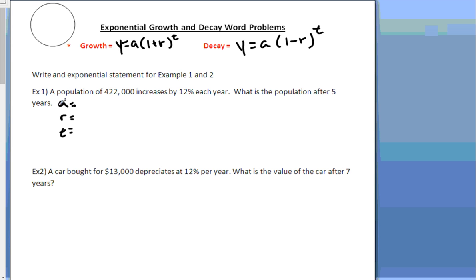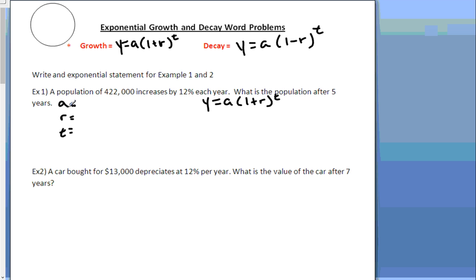All right. Is it exponential growth or decay? Is the population getting bigger or smaller? It increases. That's the key. So it is growth. The first thing you have to do is recognize that it's growth. So once I know that it's growth, I know that it's going to be y equals a times (1 plus r) to the t.